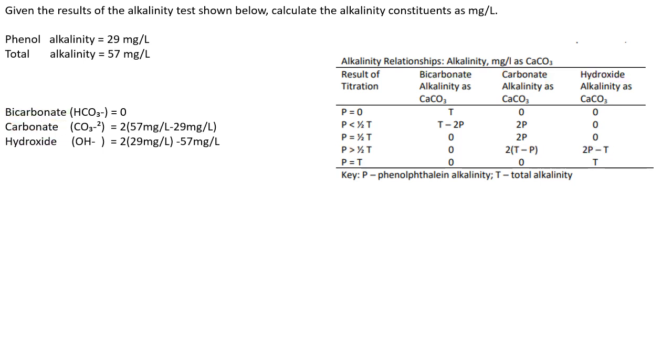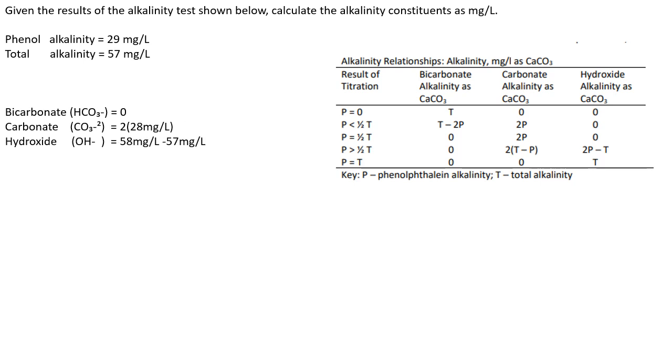All right, so now we can plug all that info in. Remember to solve for the brackets first. So again, bicarbonate was equal to 0. Your carbonate alkalinity is total alkalinity, 57 milligrams per liter, minus P alkalinity of 29 milligrams per liter, and then you're going to times that by 2. For your hydroxide alkalinity, it's 2 times your P alkalinity of 29 milligrams per liter, so 2 times 29, and then you're going to subtract your total alkalinity of 57.